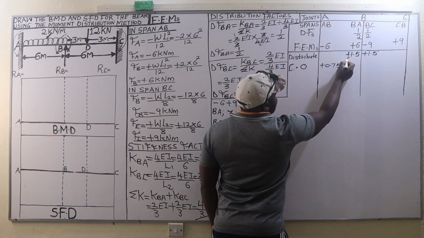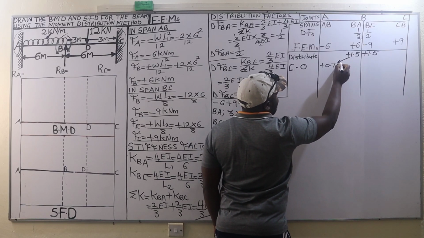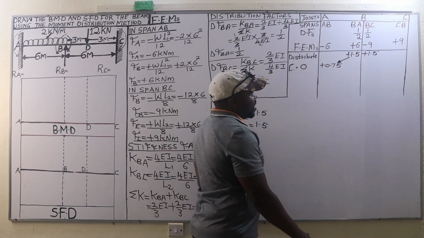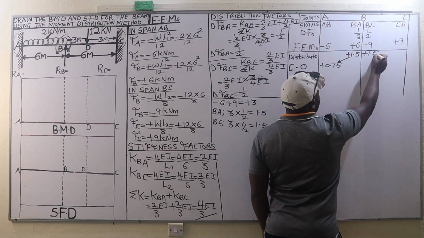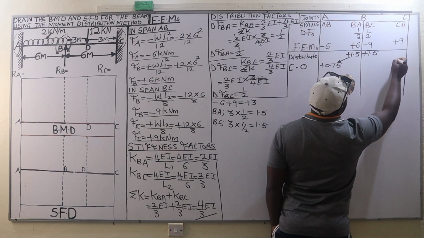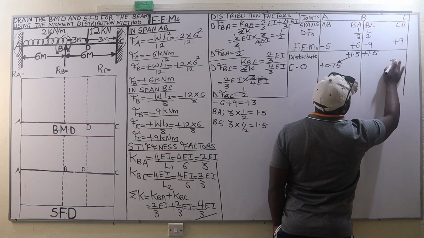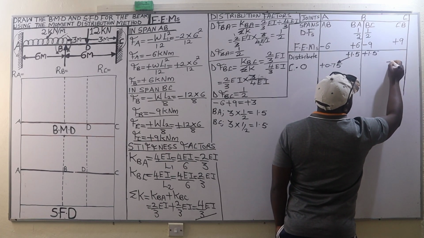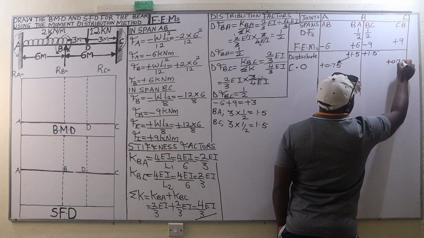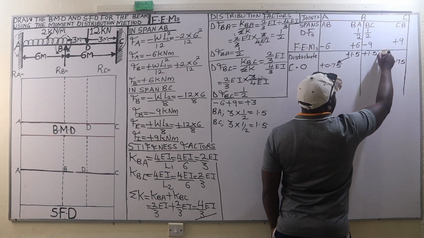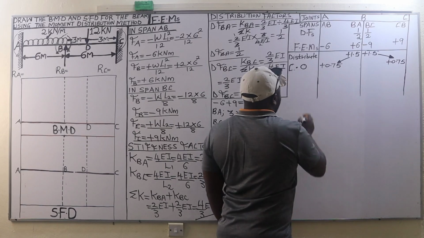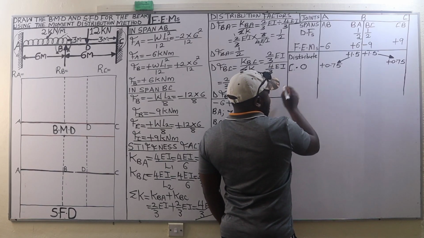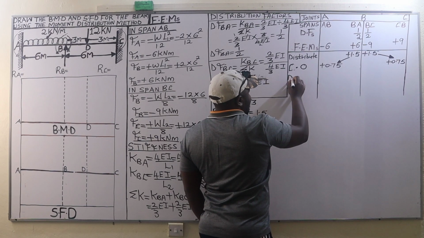So that is the moment we are going to carry over to the joint A, just for balancing purposes. Likewise, on the joint C, we are going to carry over half of this moment to that joint, and therefore we are also going to have positive 0.75. That is half of 1.5. Remember, I said that the carryover factor is usually taken as a half. And then after carrying over, we are going to distribute again.